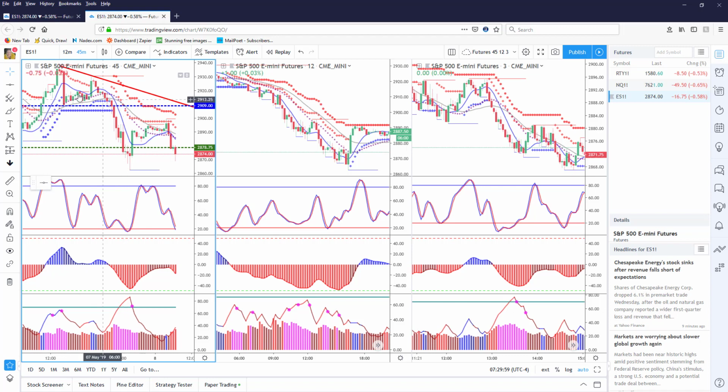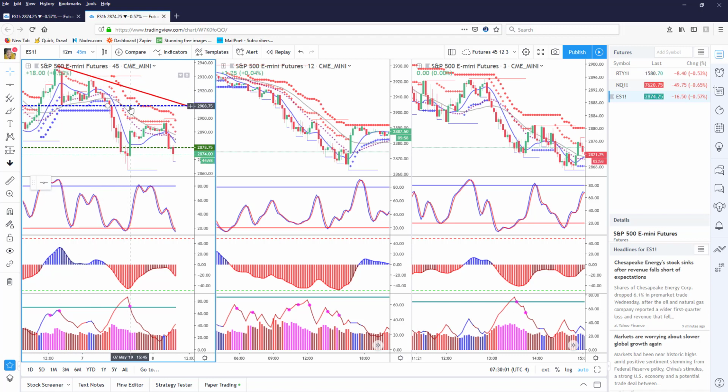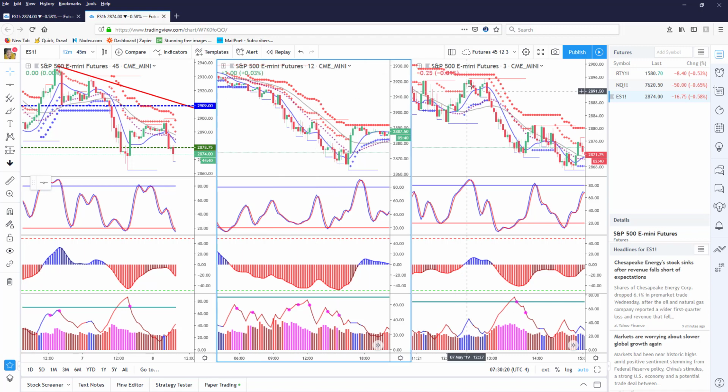This was the descending triangle over on the S&P 500, projected to come down to 28.79, and it definitely achieved that area. You also had entries on your 12-minute throughout the day, just depending on how you wanted to trade it. Then on the 3-minute, of course, you had entries.